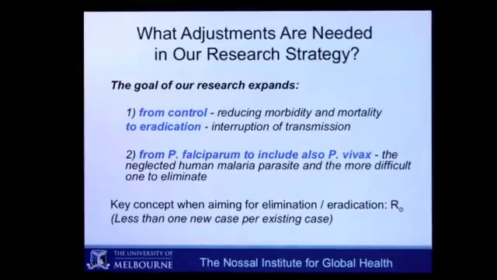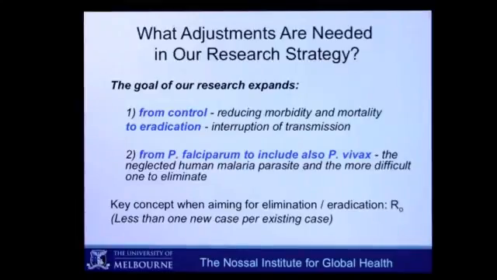And when you start to think, from what I've given a lot of background about the difference between infection and disease, if you think about control, you're reducing illness and death. If you think about eradication, you've got to block transmission. Similarly, you've got to think of not just the one that's the main killer, but the other one that causes anemia and less severe disease. So this is really important changes, and this is what's led to a new research strategy. And the goal being to reduce R0 to less than 1, to block transmission.